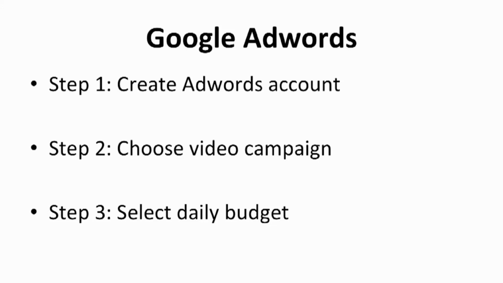You only need to enter in your email address and password, and Google will automatically fill in the other fields for you if you are already a Google user. In just a few minutes, you can be up and running. The next step, you'll choose Video Campaign. Google AdWords is not only for video marketing.